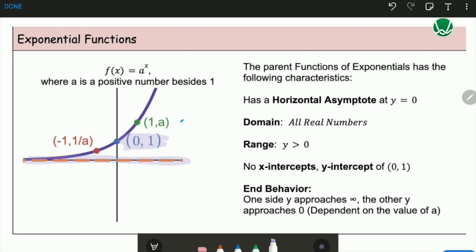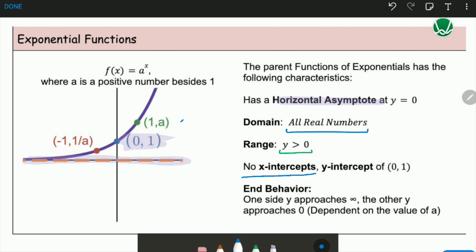So, parent function. The characteristics of the parent function include the horizontal asymptote at y equals 0. That's the orange dotted line. The domain of exponential functions is all real numbers in general. The range is typically y greater than 0 for the parent function. Now, given transformations and other things, combining it with other functions, that may change. But for the parent function, the range is y greater than 0, whether it is a growth or decay model.